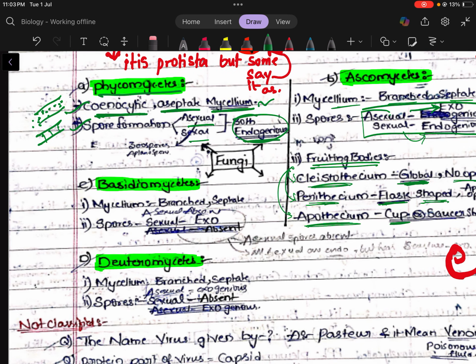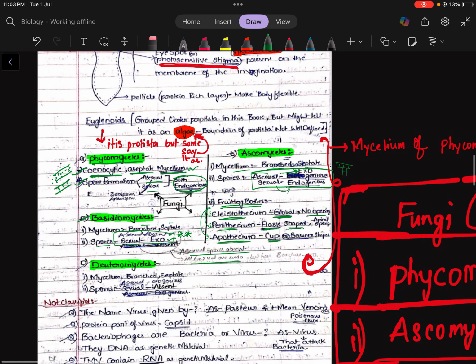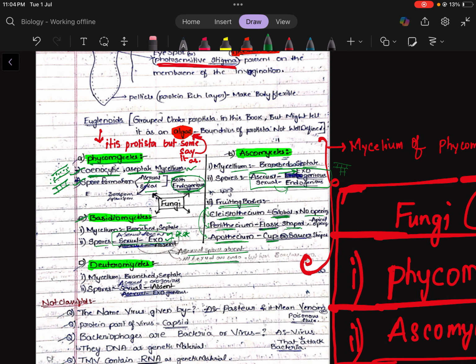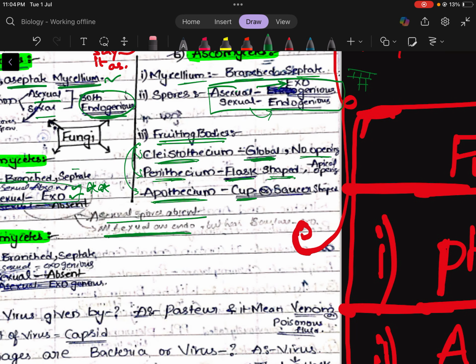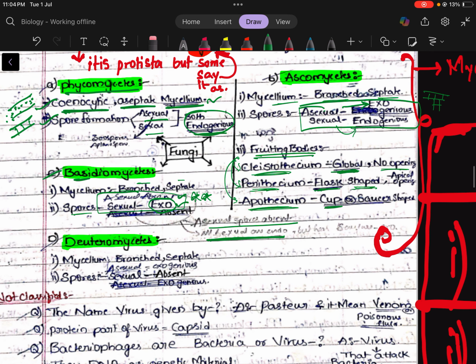And in Basidiomycetes, the mycelium is branched and septate. Spores are sexual and asexual. Sexual spores are exospores. Asexual spores are absent. You should remember this. Normally sexual spores are endo, but here they are exo. It's a hint: all sexual spores are actually endo, but in Basidiomycetes sexual spores are exo.